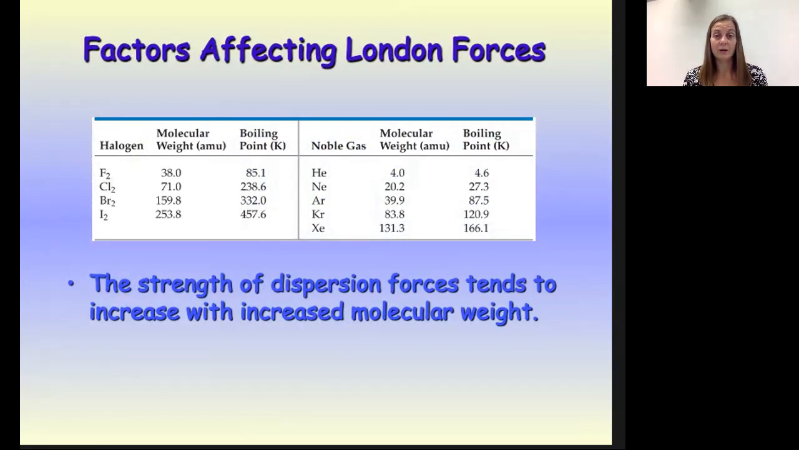Okay, so why does all this matter? We care about intermolecular forces because they tell us about the way that the molecules interact with one another. So how can we assess this, and how can we see this, and how can we talk about it?